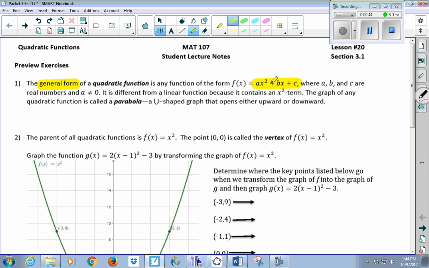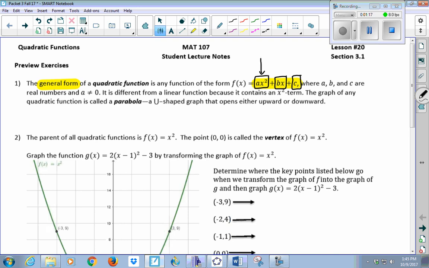This form of a quadratic function, the ax squared plus bx plus c form, is one that you're familiar with. You're used to seeing it as y equals ax squared plus bx plus c. But now we're dealing with functions, so it will be f of x or g of x or h of x. And each one of these parts of the general form is called a term because they're separated by either addition or subtraction.